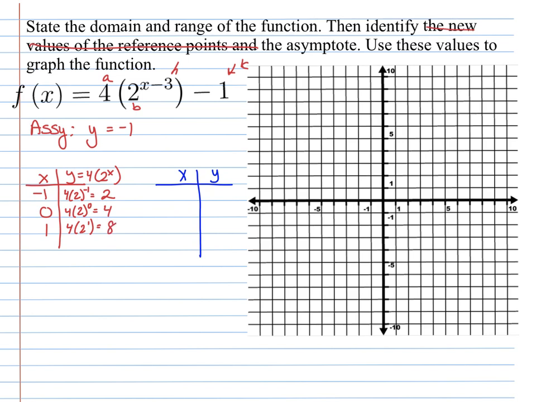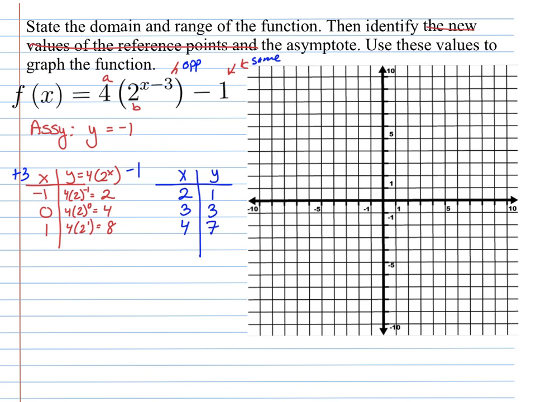And now we're going to do our actual shifts. Remember, opposite of our H, same K. So that means we're going to add 3 to our X values, and we're going to subtract 1 from our Y values. So 3 minus 1 is 2. 3 plus 0 is 3. 3 plus 1 is 4. 2 minus 1 is 1. 4 minus 1 is 3. 8 minus 1 is 7. And those are the values that we're going to graph.